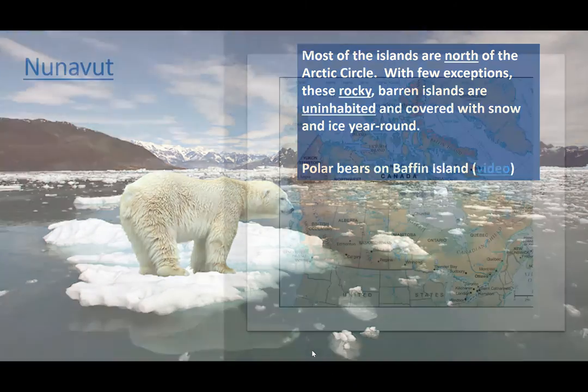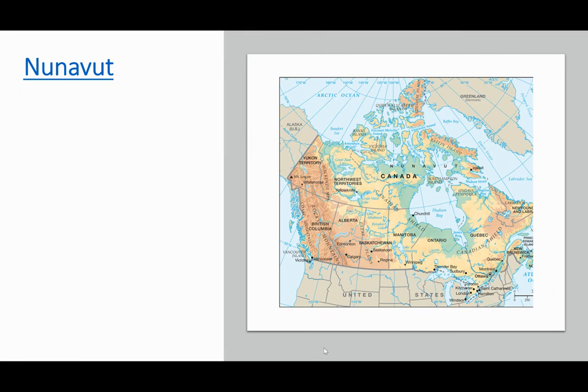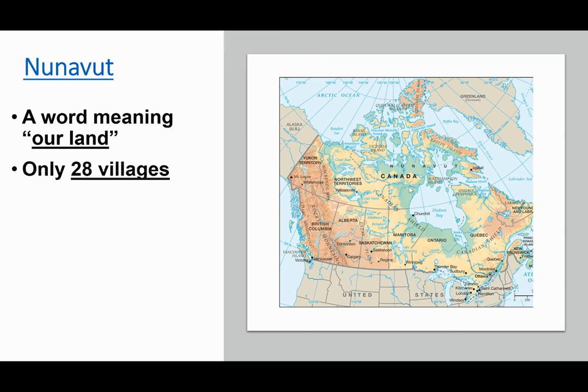There we go. All right, Nunavut. You've heard me mention Nunavut. It's this territory here. It is a word that means our land. Nunavut consists of only 28 villages. So think about that. In all of this territory, there are only 28 villages, many of them really, really small.